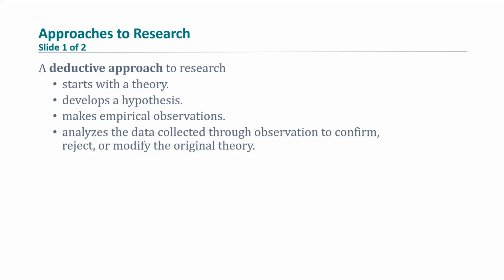So let's look at Research 101. We're going to look at the basics. Sociological research generally begins with a question that asks what causes a certain social phenomenon to occur. Using a deductive approach to research, we start with a theory, develop a hypothesis, make empirical observations, and then analyze the data collected through observation to confirm, reject, or modify the original theory.